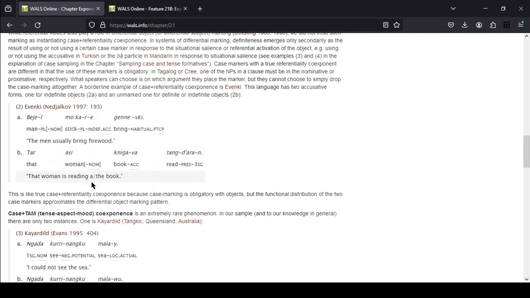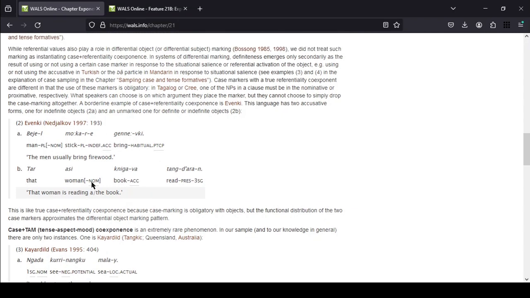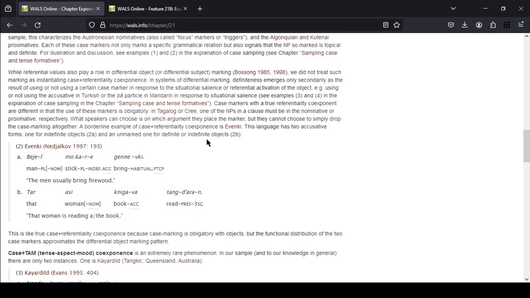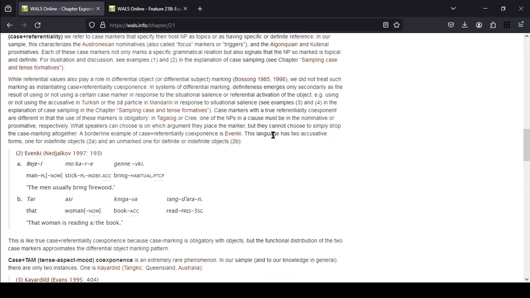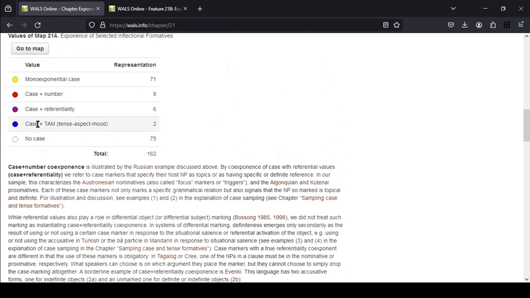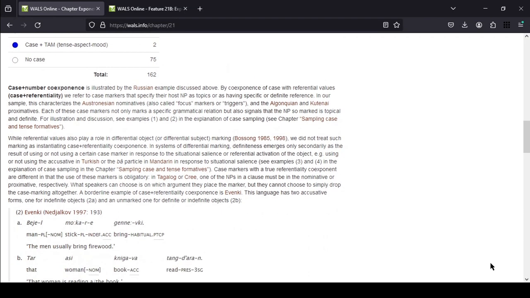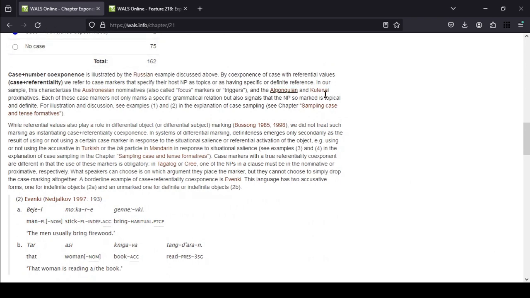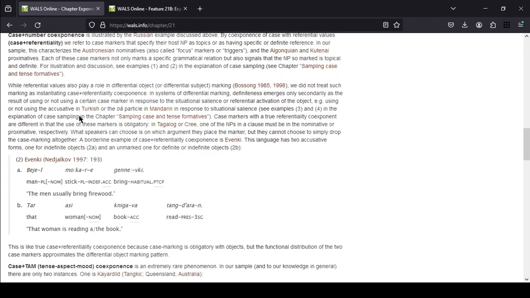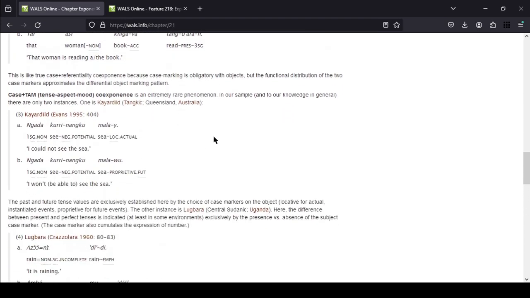This is like the true case referentiality coexponence because case marking is obligatory on the object, but the functional distribution of the two case markers approximates the differential object marking pattern. I don't quite understand this, though I don't really think I need to. It's mostly just saying they didn't count differential object marking as case referentiality coexponence, which I honestly don't understand. They didn't really explain why, they just said there were some edge cases. So I guess we just have to ignore that.